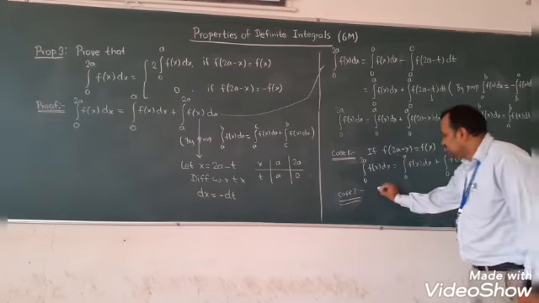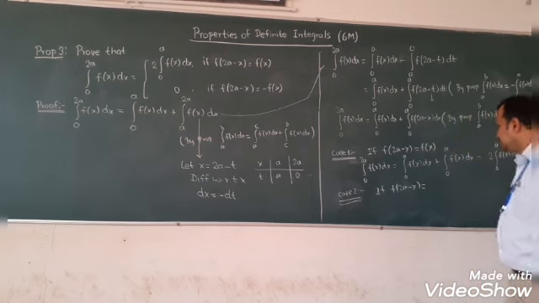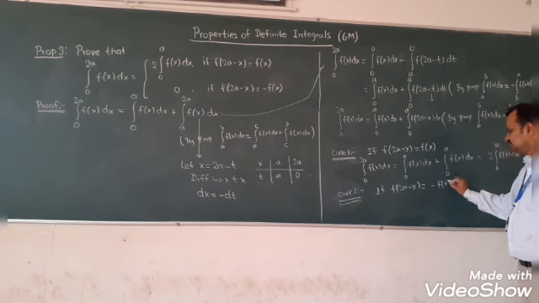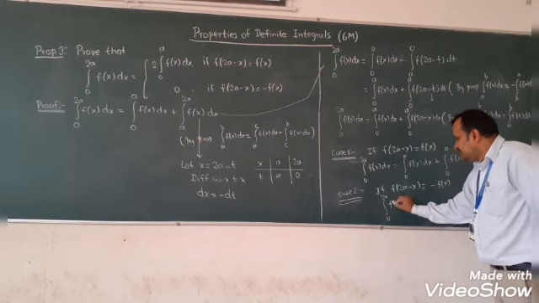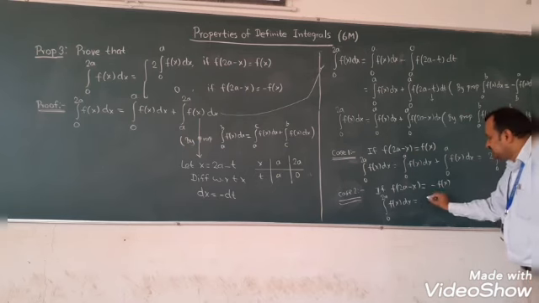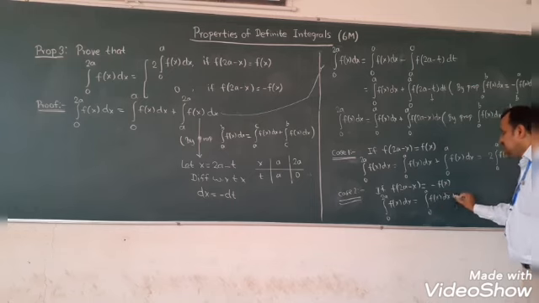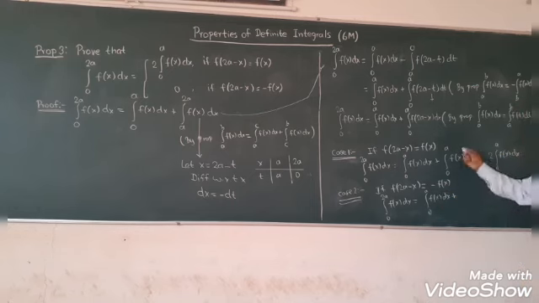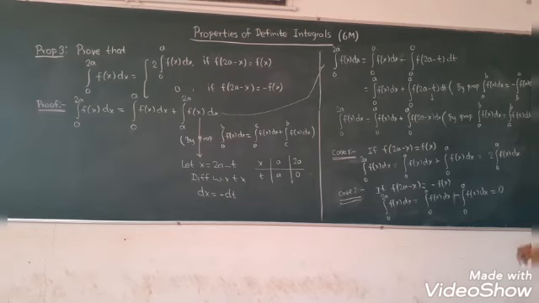Next, case 2. If f of 2a minus x is equal to minus of f of x, tell me what is the condition. So here I can say 0 to 2a f of x dx is equal to, so put the value. So this will be as it is, 0 to a f of x dx plus, this will become minus, and here I can say 0 to a f of x dx. So you can see here both will get cancelled and you will get 0.